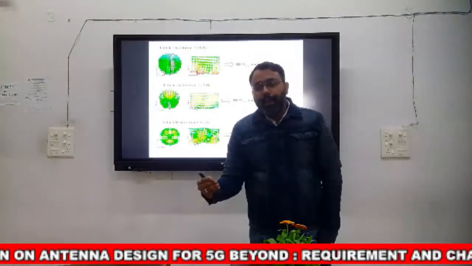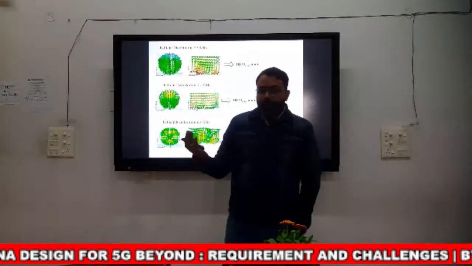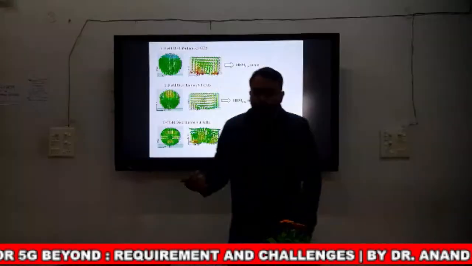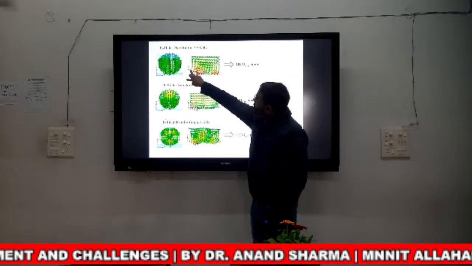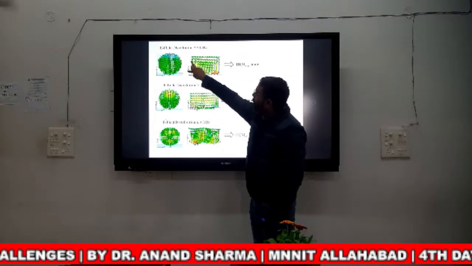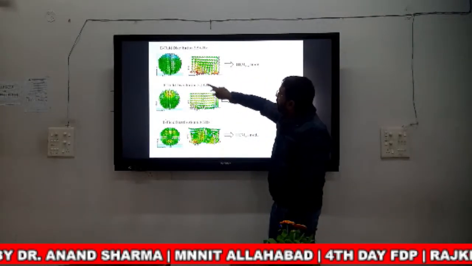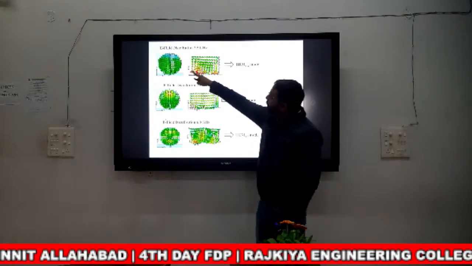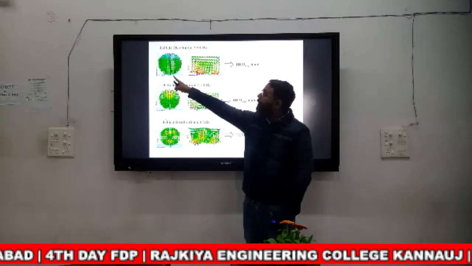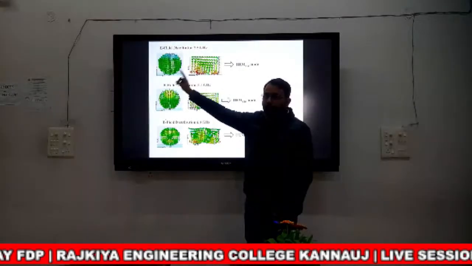Okay, while in case of an EH mode, HZ is dominating. If you see, this is the z direction. This is the direction of propagation. There is a variation of electric field. This is the electric field distribution. This is the E field distribution on a ceramic material.